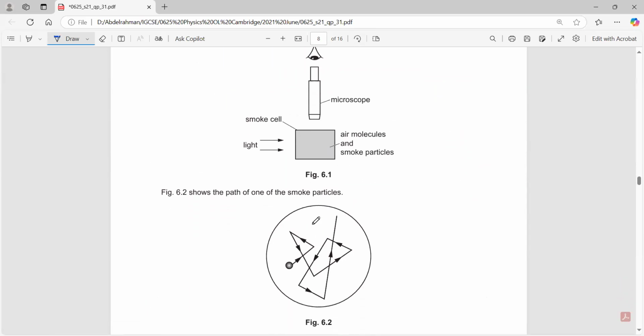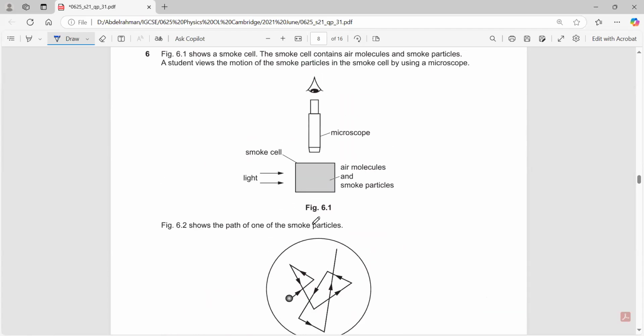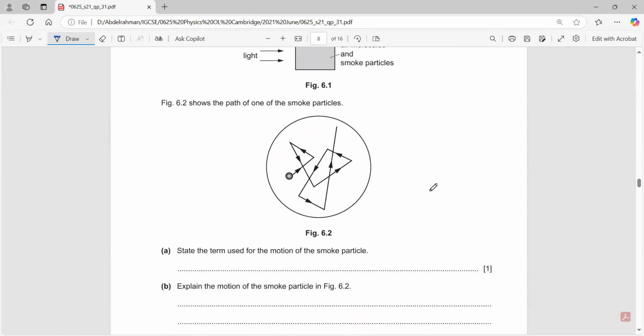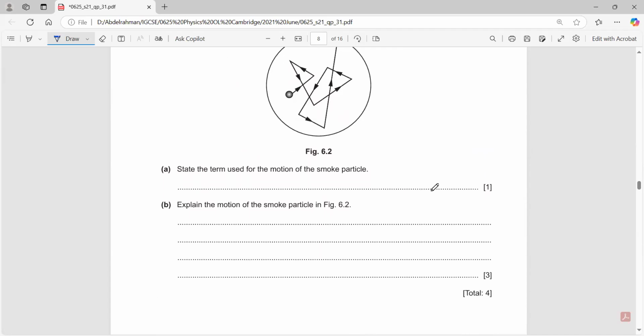Figure 6.1 shows a smoke cell. It's moving in this motion. State the term used for this motion. What is this motion? This motion is called the Brownian motion. Definitely. Brownian motion. Explain the motion of the smoke particle. Why does it move in this way? Why is it moving in this random zigzag motion?